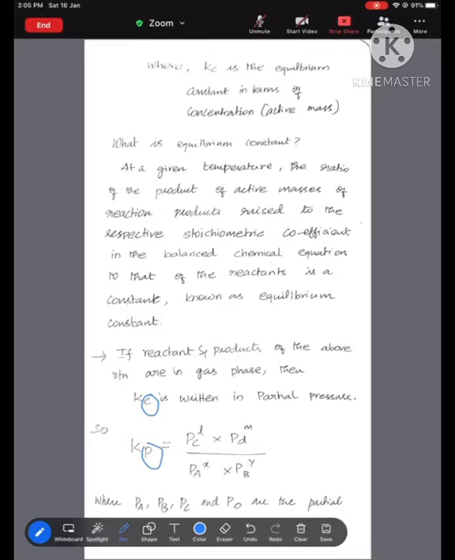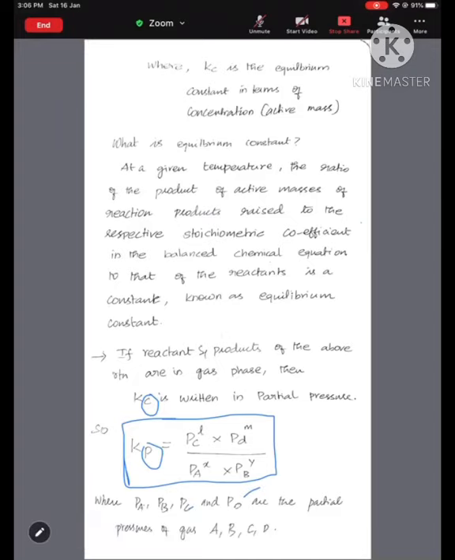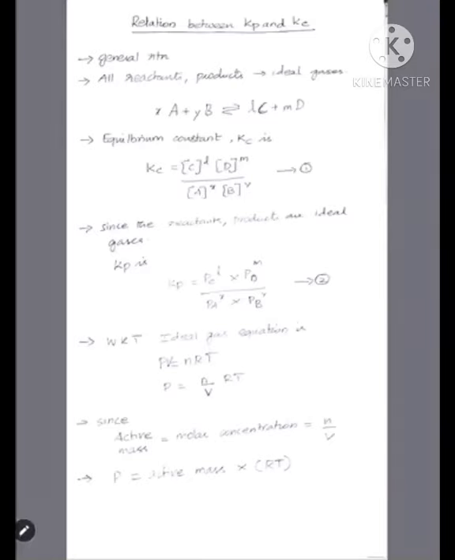So I am removing the square brackets and writing just P on everything, so you get an expression like this. The formula will turn into this, where Pa, Pb, Pc and Pd are the respective partial pressures of gases A, B, C, D. So this is the expression for the equilibrium constant in terms of Kp.